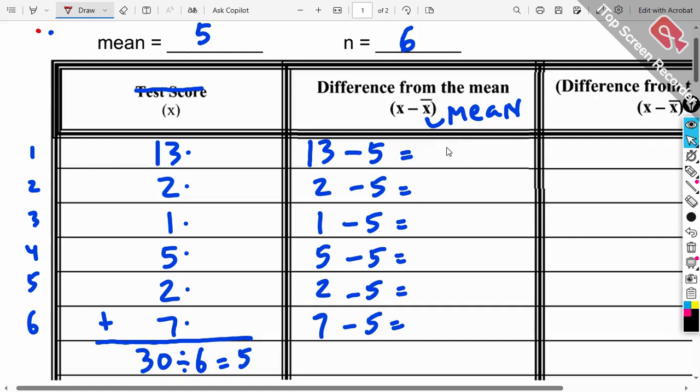13 minus 5 is 8. 2 minus 5 is negative 3. 1 minus 5 is negative 4. 5 minus 5 is 0. 2 minus 5 is negative 3. 7 minus 5 is 2.